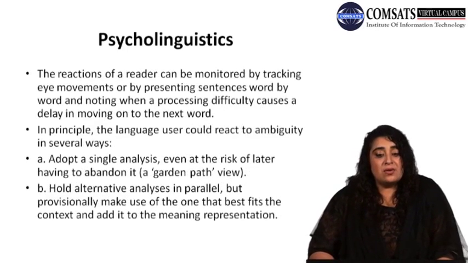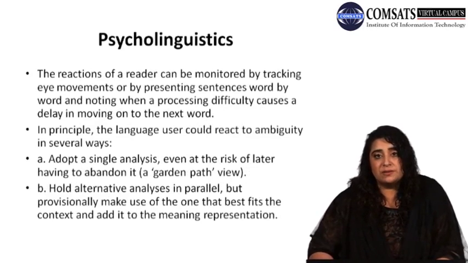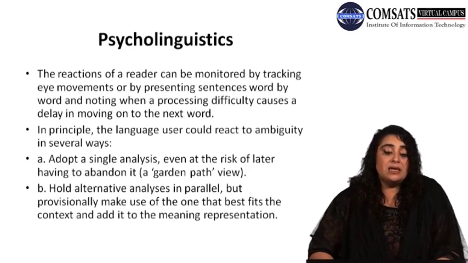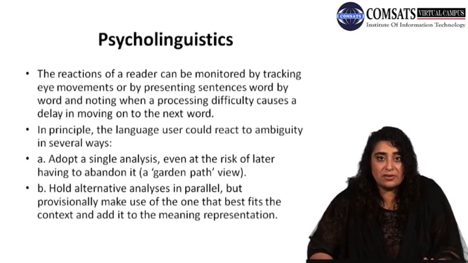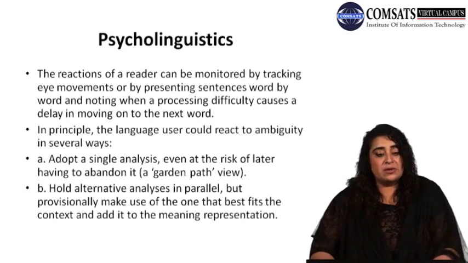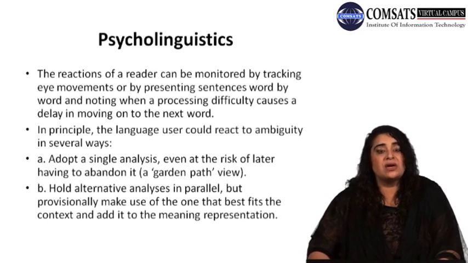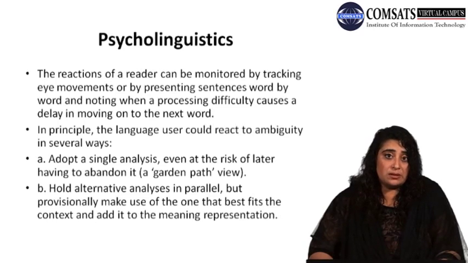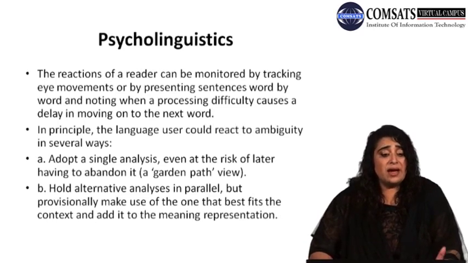The reactions of a reader can now be monitored by tracking eye movements or by presenting sentences word by word and noting when a processing difficulty causes a delay in moving on to the next word. So sometimes you can monitor the readers by tracking how they're reading in the book, how fast their eyeballs are moving, or how much difficulty they would have in moving from one word to the next word. So in principle, the language user could react to ambiguity in several ways.